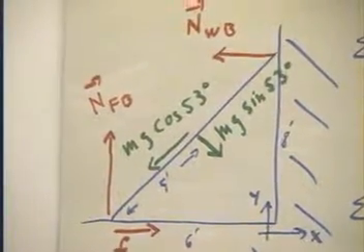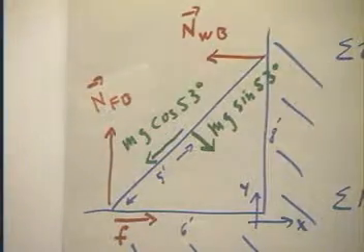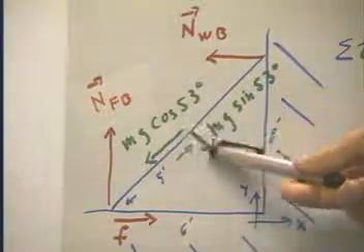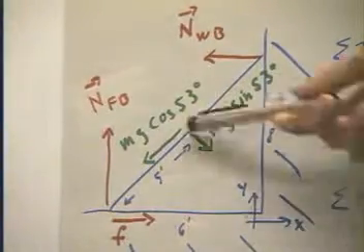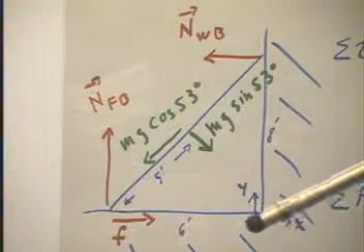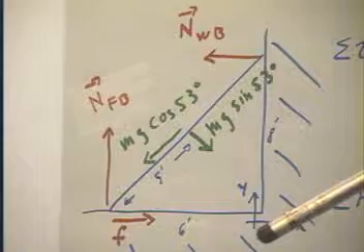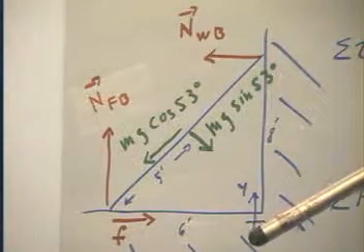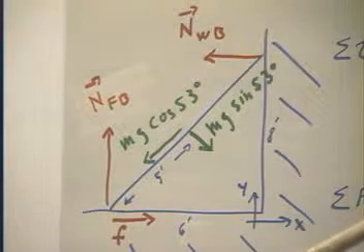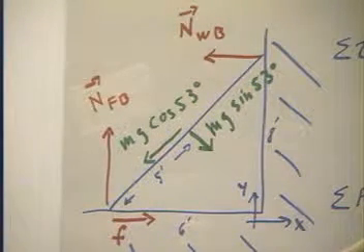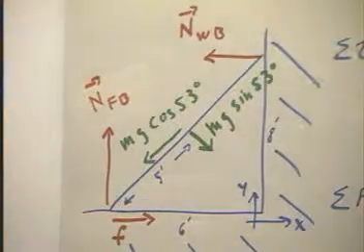So now we have this picture where we've taken the weight force and broken it into its components, mg cosine 53 degrees and mg sine 53 degrees. And I think I probably got those backwards. Yeah, I do. That should be sine, that should be cosine.